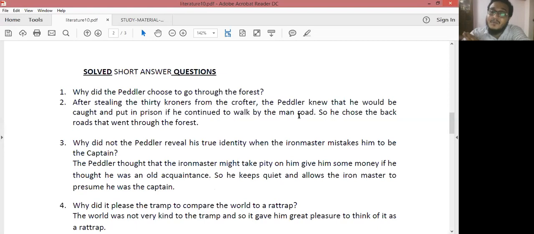He's thinking that if people catch him again, they'll send him to jail, so he'll be in trouble. So he chose the second road that is connecting to the forest. Okay, the next one.